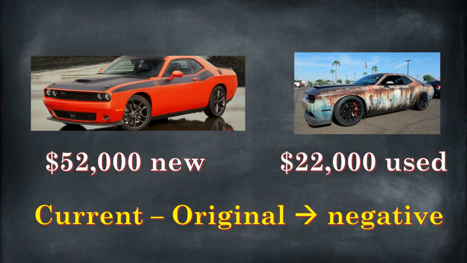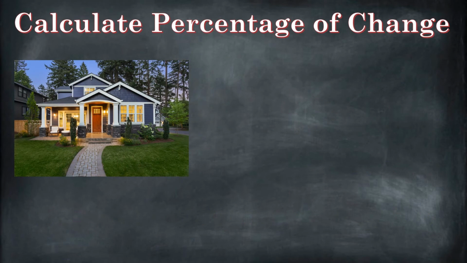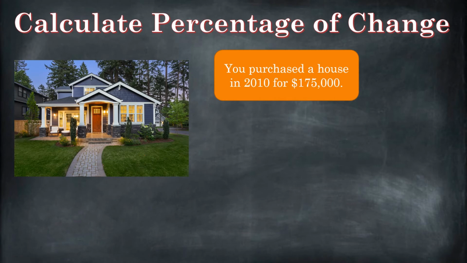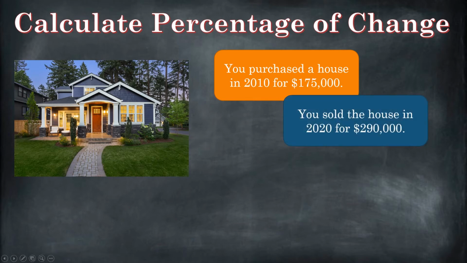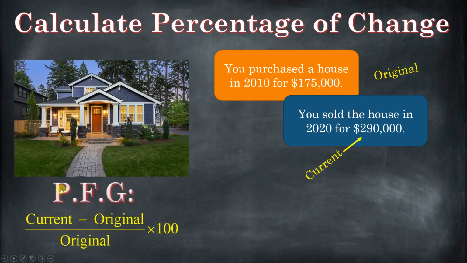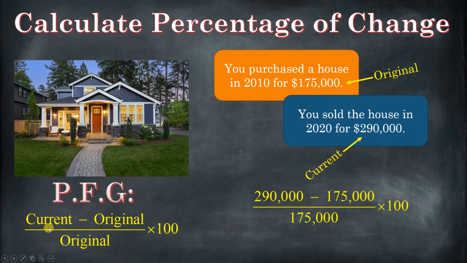Do you see? All right, now let's talk about calculating a percentage of change. So let's suppose you bought this lovely home in 2010, right during the housing crisis, for $175,000. And in 2020, you turned around and you sold it for $290,000, right? Well, let's calculate the percentage of change. So the first thing we're going to do is use a formula. If you're one of my students, you know what PFG stands for. So here's how this works. We're going to take the current and subtract the original, and divide that by the original, and change it into a percentage by, of course, multiplying by 100.